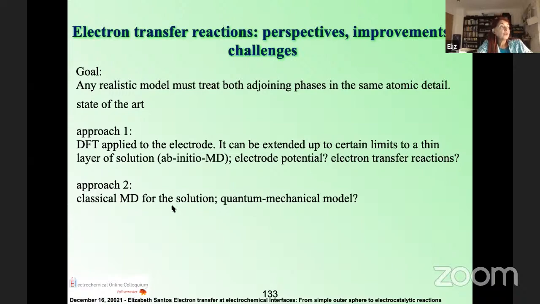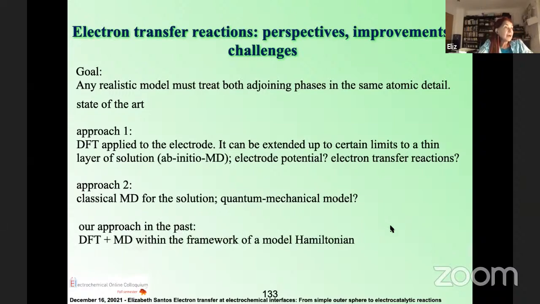The other approach is to use classical molecular dynamics for the solution, but what happens with the reactant and the electrode? We cannot use the same method at the same level. In our approach, we try to make a combination of DFT and molecular dynamics in the framework of the modern Hamiltonian. But it is also not the perfect approach. It would be nice to improve that also.